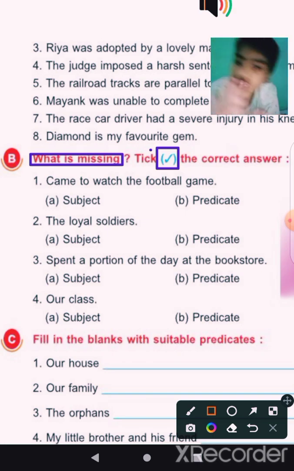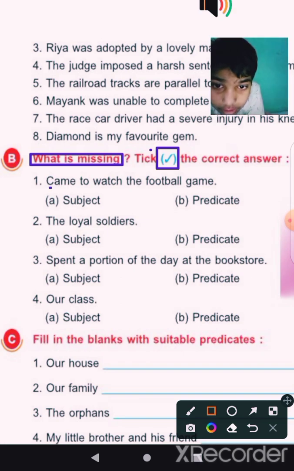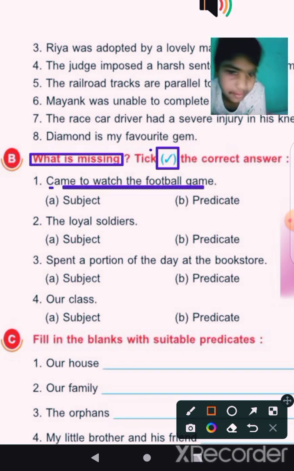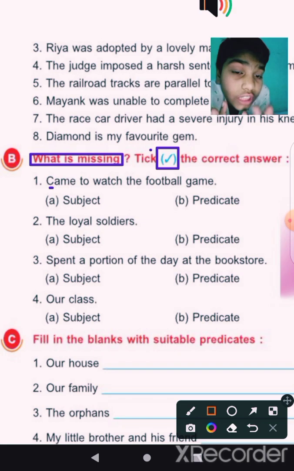So let's see. Came to watch the football game. Came to watch the football game, but who came? We don't know. Whenever you are finding a subject, you should ask who. For finding the predicate, ask what the subject is doing. But here the subject is missing, because who is doing that action, we don't know.